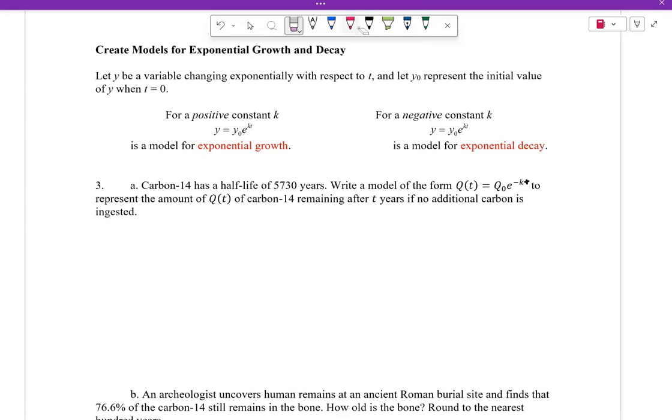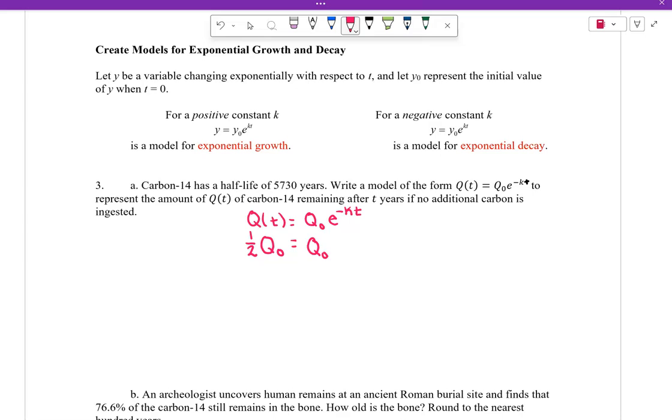So let me rewrite the formula. Okay, so I want you to think about it like this. A half-life means I don't know what it starts with. So remember how they said this y sub naught is the initial value. That means this Q sub naught is my initial value. I just know that my final amount over here would be half of that, because the carbon-14 has a half-life.